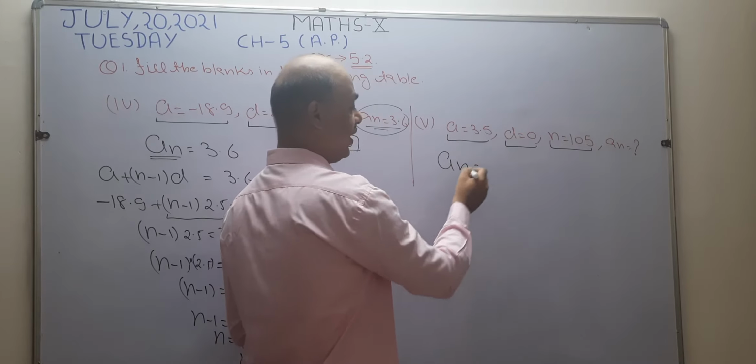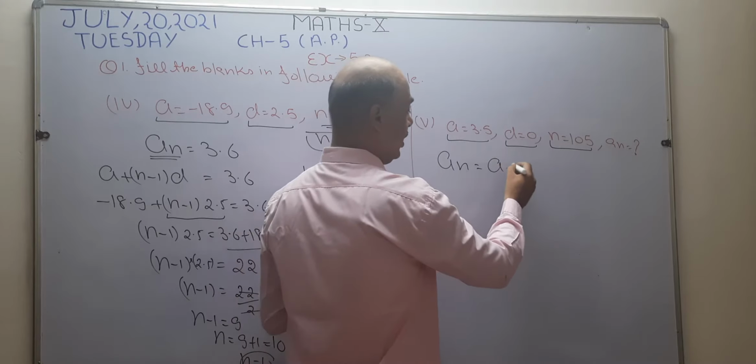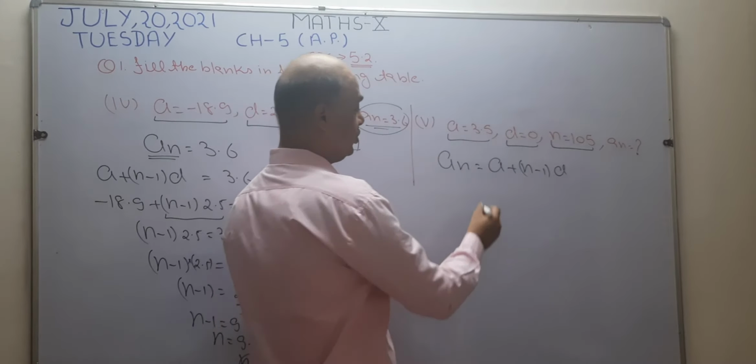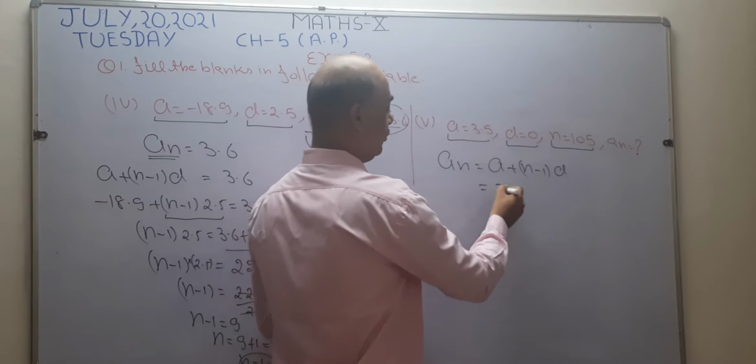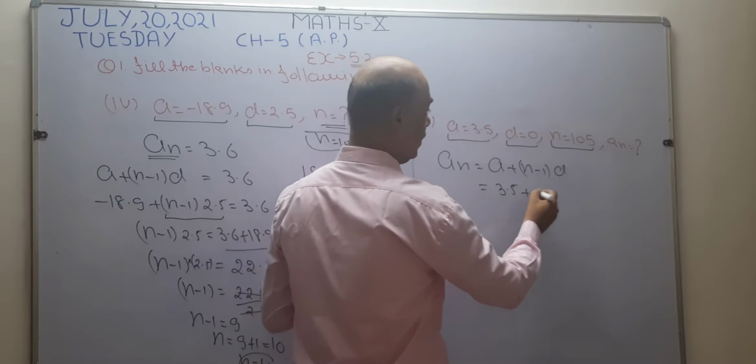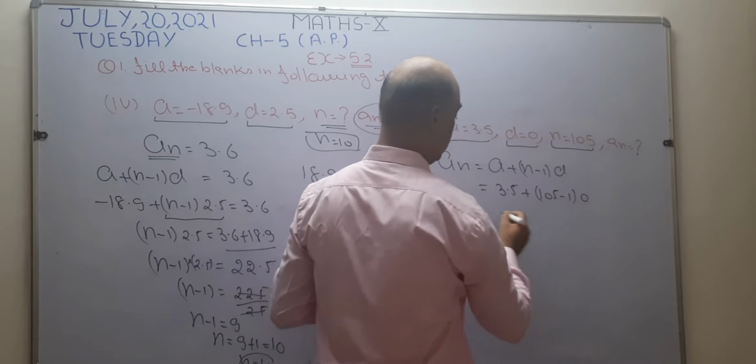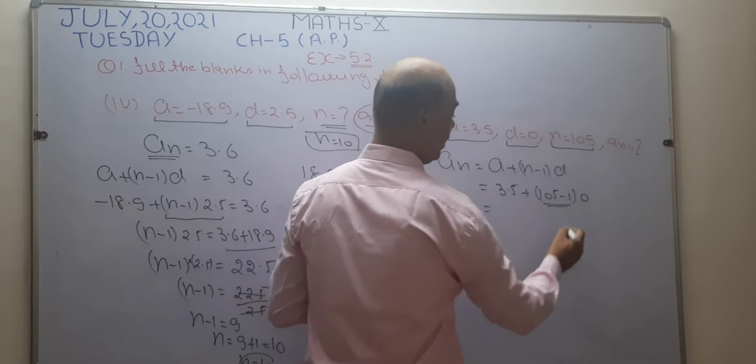So finding the value of nth term of AP, formula is a plus n minus 1 into d. Clear? Now what is given? First term of an AP is 3.5. N is also given, 105. Minus 1 into d is 0. Now as you know, 105 minus 1 is 104, and 0 into something is 0.